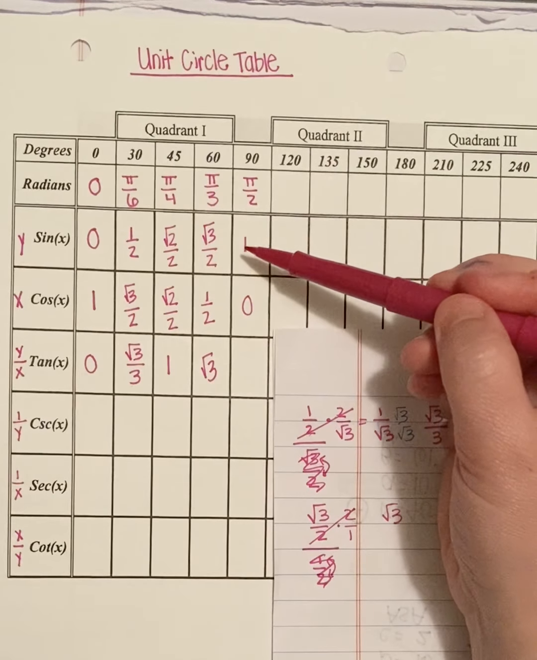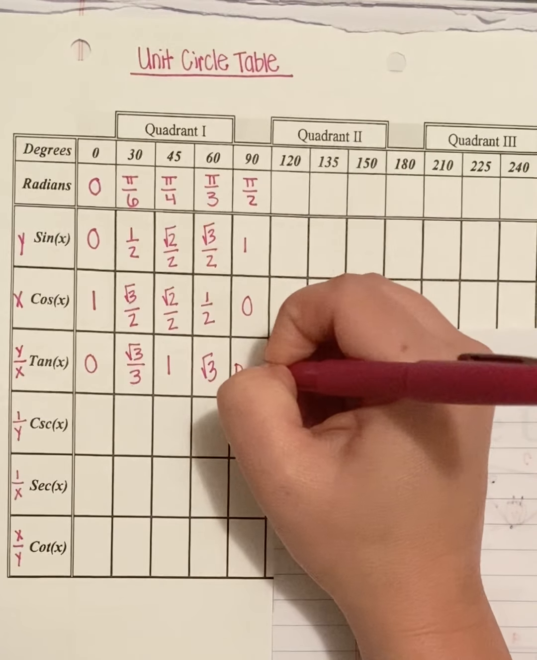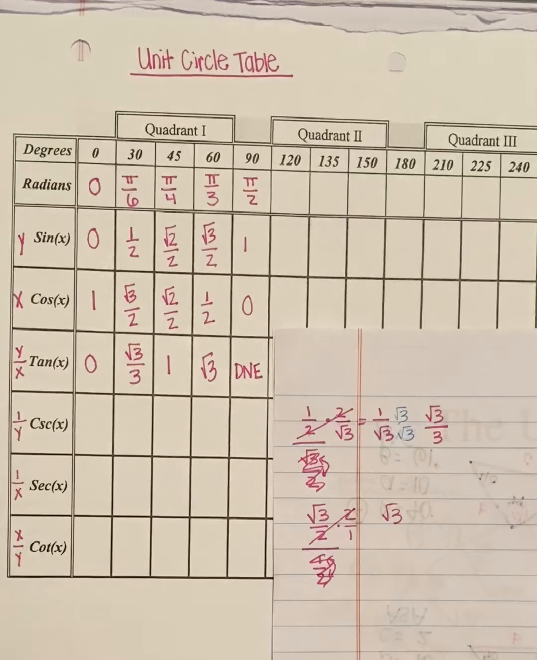Next one I have is tangent. I've got 1 divided by 0. Oh, 0's in the bottom. So this right here does not exist. And you're going to see this pop up on your chart as you go through here.